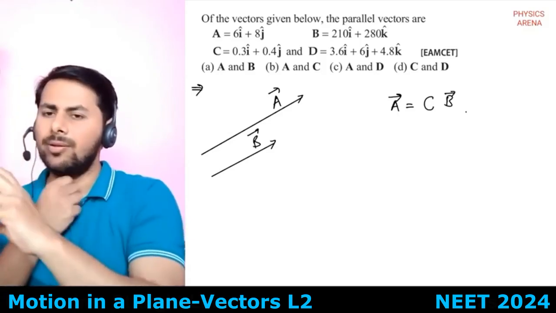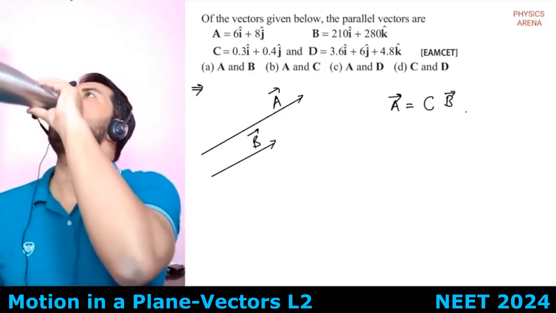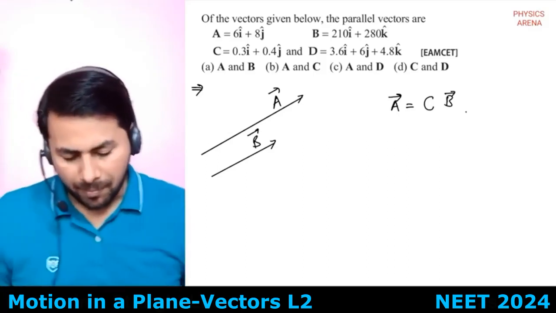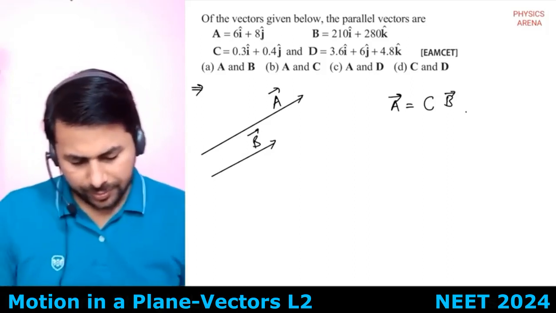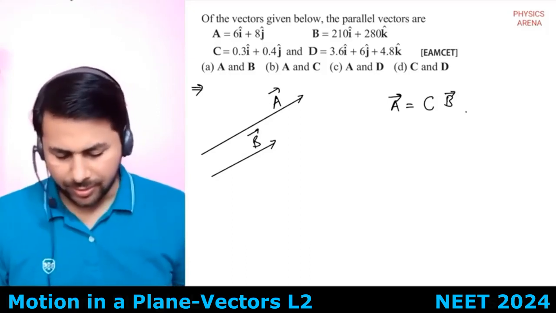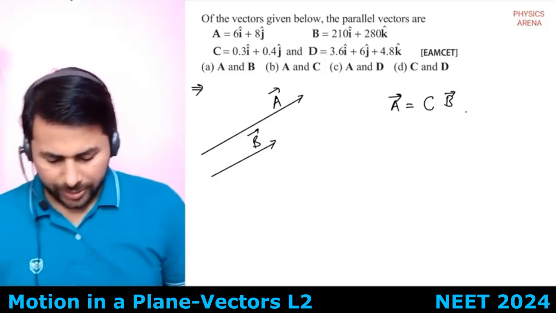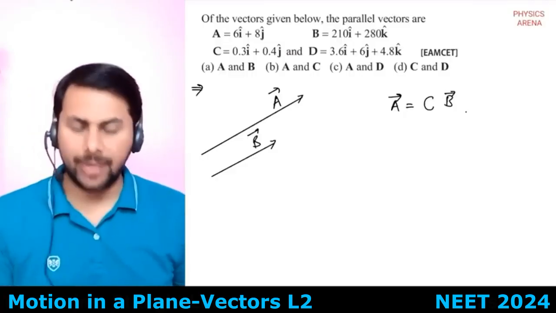Sir, A and C is the answer, sir. Option B. A and what? A and C. Okay, let's check. Yeah, that's true. Correct. Okay, so let me just finish this. So A bar is equal to C times B bar.